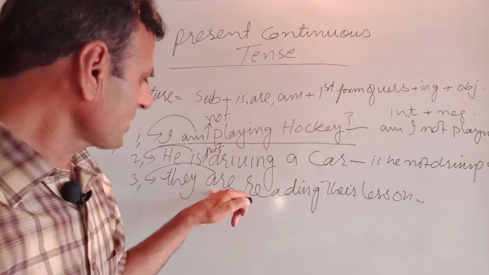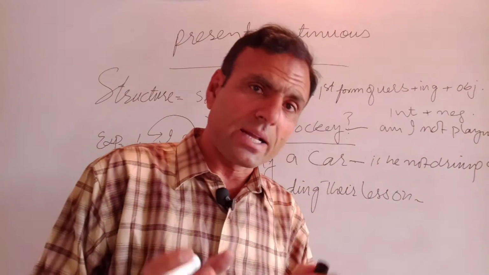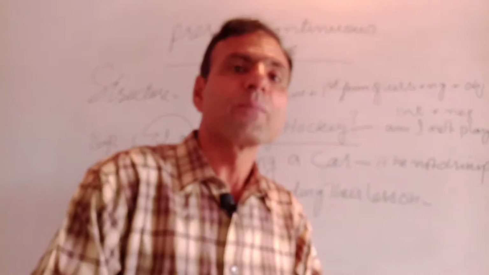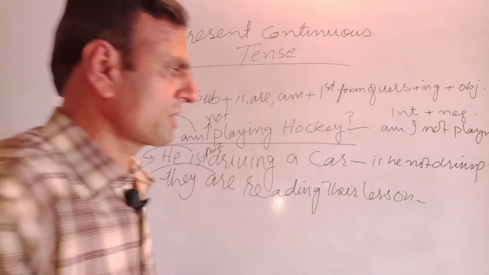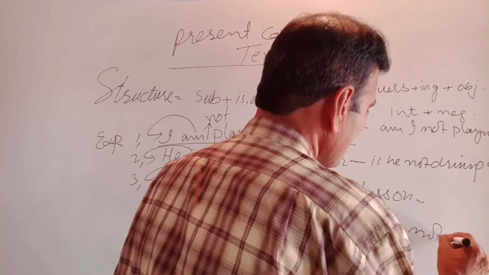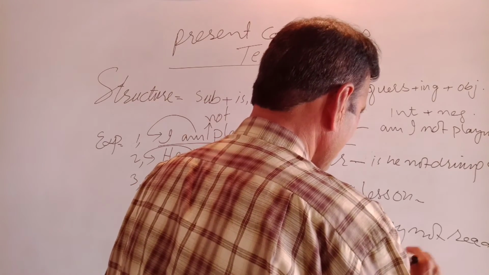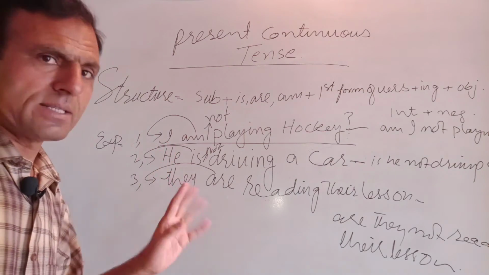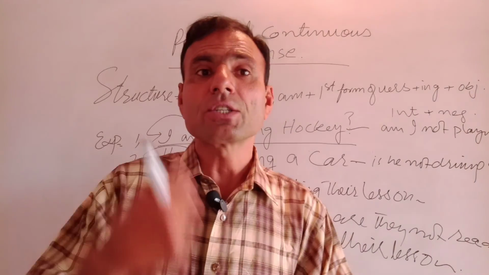Okay, now we change the same sentence into negative. They are not reading their lesson. Now again we change this into interrogative negative. We put are at the first and we add not. See here, are they not reading their lesson? Now here, four kinds of a sentence: affirmative, interrogative, negative, and interrogative negative.